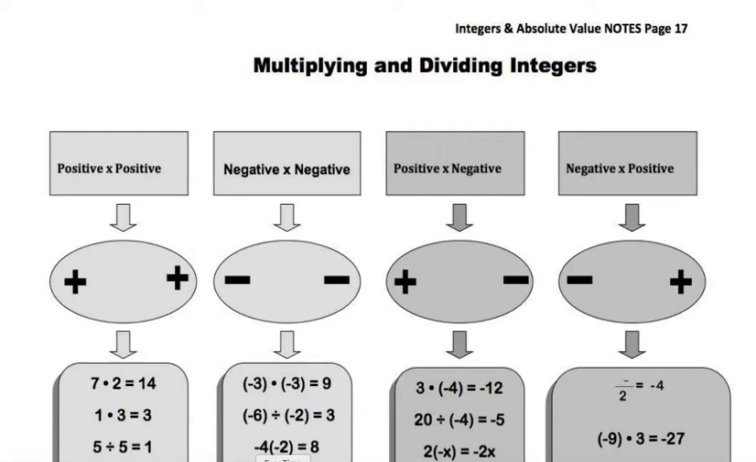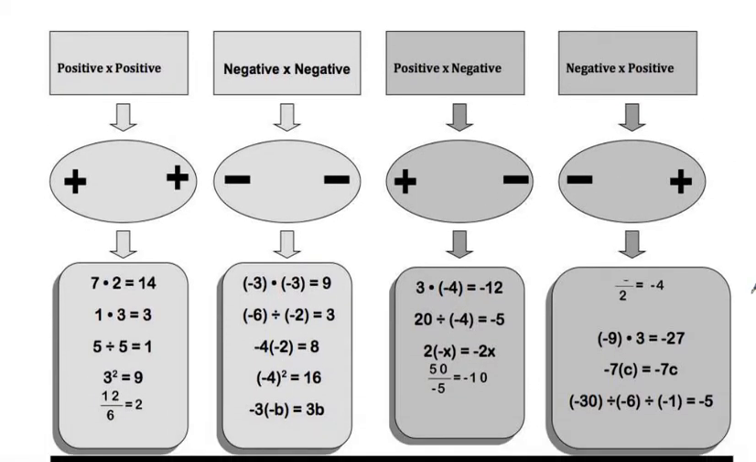In this video, we will be talking about multiplying and dividing integers. And just like adding and subtracting, there are a few rules that we need to remember for multiplying and dividing integers. Anytime that you're multiplying two positive numbers together, like 7 times 2, 1 times 3, 5 divided by 5, 3 to the second power, which is really 3 times 3, and 12 divided by 6, this is for multiplying or dividing.